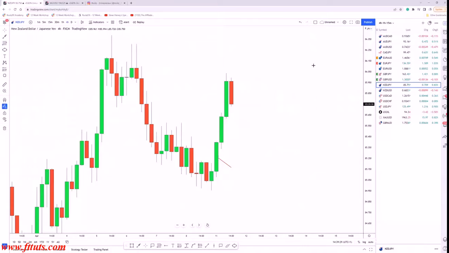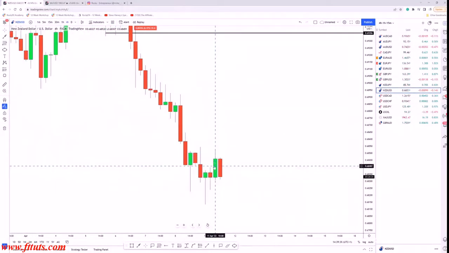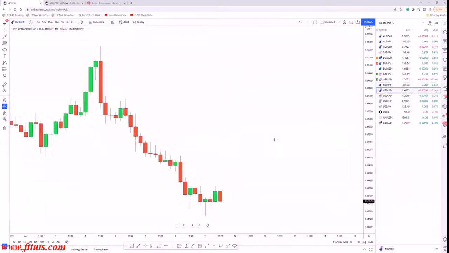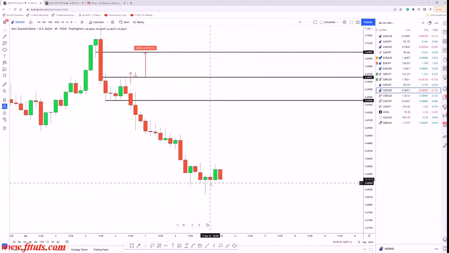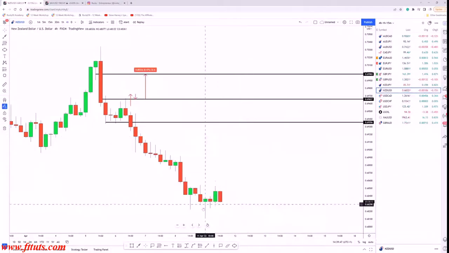What I want you to do is go over to New Zealand dollar USD and see if the previous candle closed bullish. What candle was that? 2 o'clock. Previous candle closed bullish. This one did not close bullish. Oh, it did close bullish. Let me just check that time again. Yeah, 2 o'clock. Okay, this candle did close bullish.